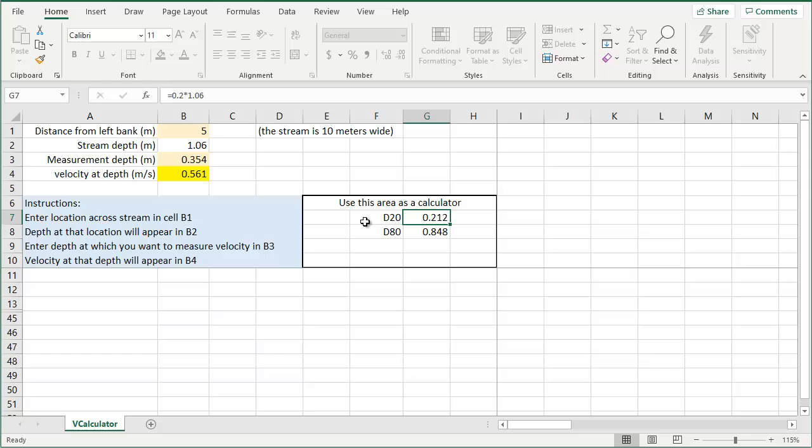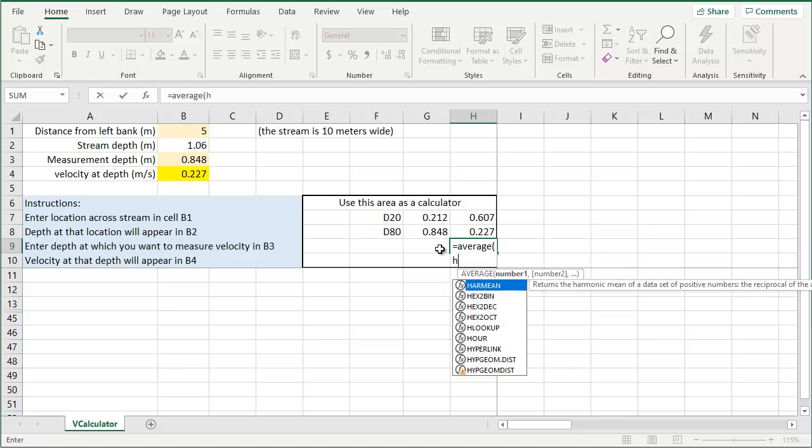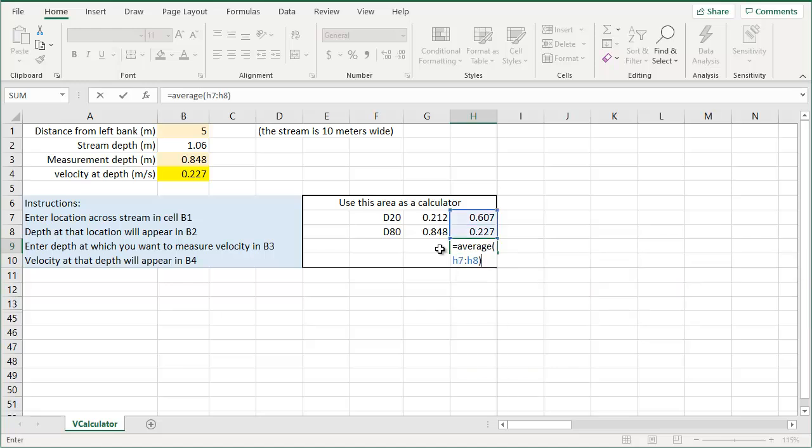So now I'm going to use those values of the depth here. So I'll put the depth in here at 0.212, and my velocity at 20% is 0.607 meters per second. And I'm going to put in the depth of 80%, 0.848, and my velocity there is 0.227. So my average velocity is going to be the average of those two numbers. So I might as well just calculate all this in here while I've got the spreadsheet. It makes calculations easier. So I can just use the average function of H7 to H8. And there it is. It's 0.417.